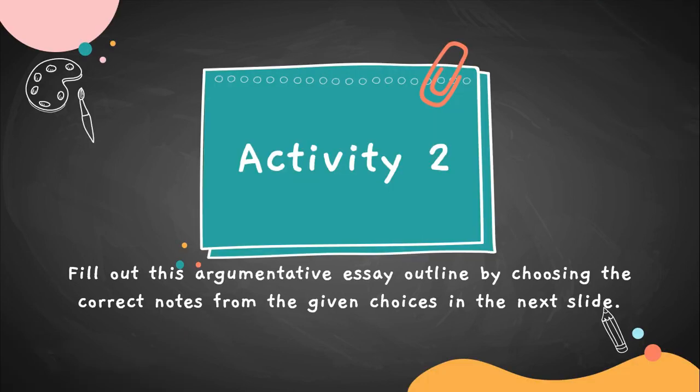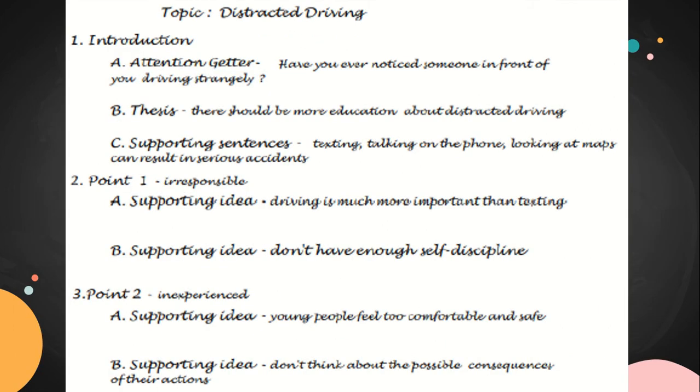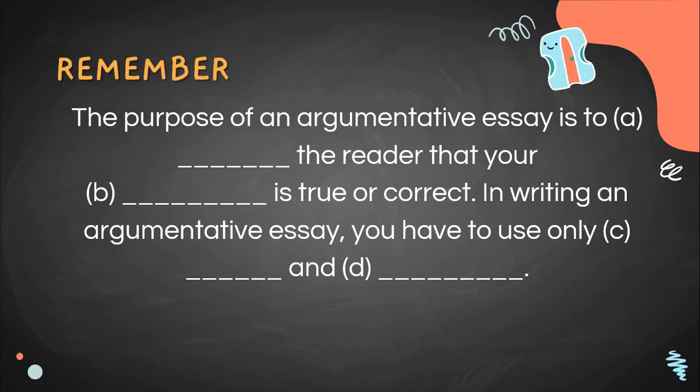Activity number 2. Fill out this argumentative essay outline by choosing the correct notes from the given choices in the next slide. So here is the correct arrangement of that activity. To wrap up this lesson, the purpose of an argumentative essay is to convince the reader that your claim is true or correct. In writing an argumentative essay, you have to use the claim and the evidence.